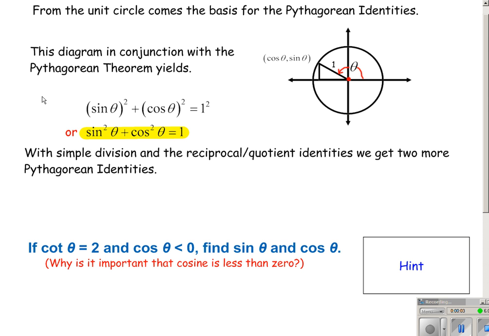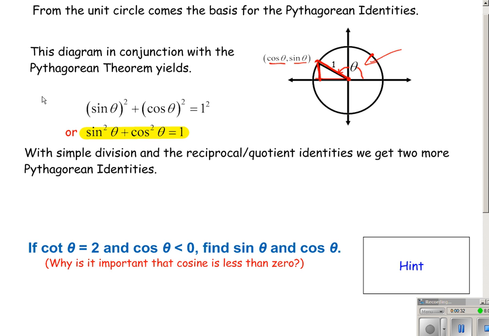We're going to take a look now at the Pythagorean identities. And these come from the idea of the unit circle. And we see in the diagram here that if we have an angle theta, and we take the triangle formed by that angle, we know that the coordinates of that point on the circle are cosine of theta, sine of theta.